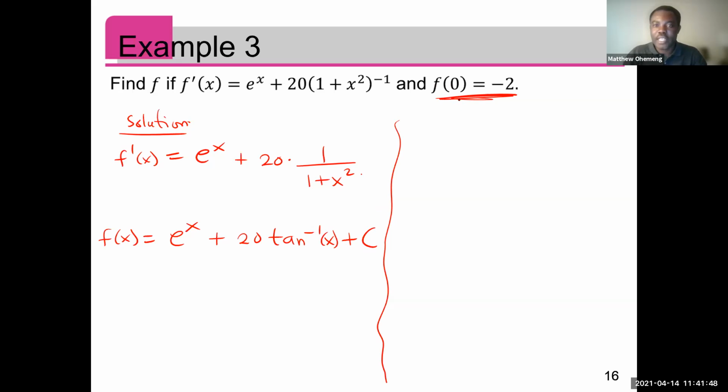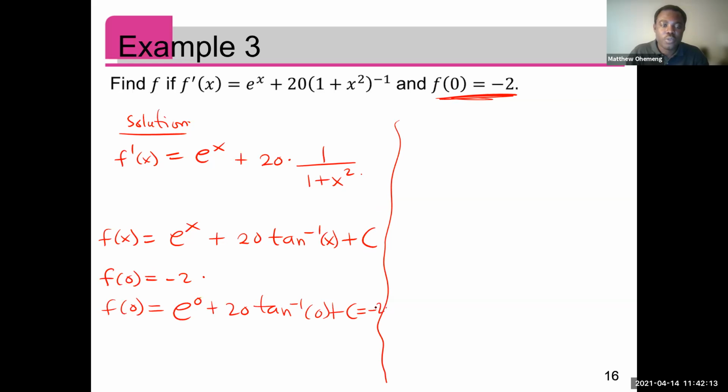I just evaluate the initial condition on the solution that I got, and then I'll get my specific solution. So if I want f(0) to be equal to -2, I can say, okay, f(0) is the same as what? f(0) means e to the 0 plus 20 tan inverse of 0 plus c. That will be equal to -2. Now, what is e to the 0? e to the 0 is 1.